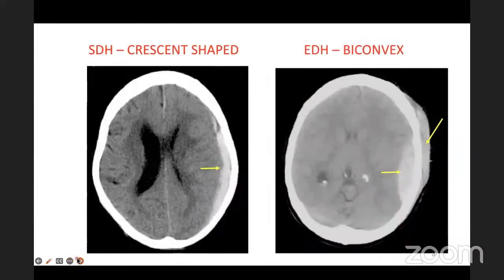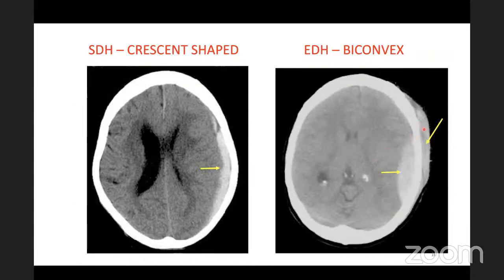So how to differentiate between a subdural hemorrhage and an extradural hemorrhage? A subdural hemorrhage is crescent shaped, just as I showed in the previous picture. So you can see a subdural hemorrhage here, and because of that there is edema and ventricular chinking here. The ventricles are thinner compared to the ventricle on the right side, whereas this is a biconvex kind of hyperdensity. This denotes extradural hemorrhage.